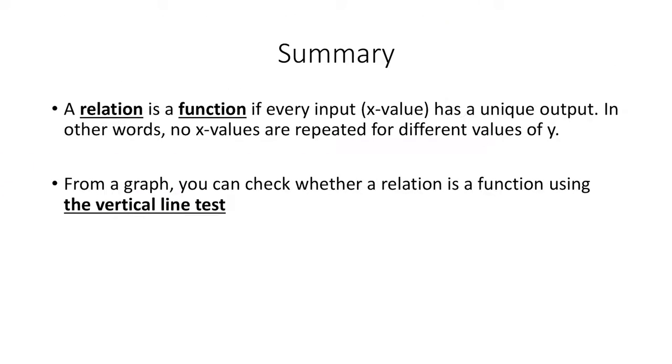So in summary, remember that a relation is a function if every input, or x value, has a unique output. In other words, no x values are repeated for different values of y. From a graph, you can check whether a relation is a function using the vertical line test.